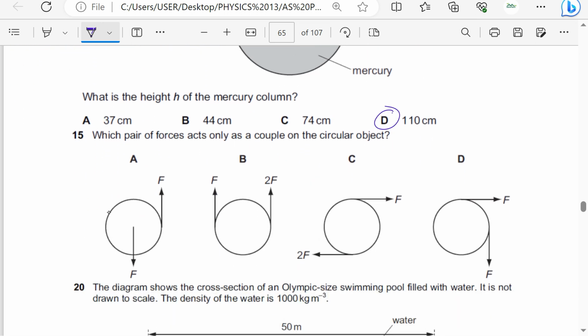Which pair of forces acts only as a couple on the circular object? Remember, for a couple, there should be two parallel forces. They should be equal in magnitude. Their lines of action should never meet. This is not a couple because they are not equal in magnitude. These ones, their lines of action will meet when you prolong them. These ones are acting in the same direction. A couple should act in opposite directions, equal in magnitude, and their lines of action should never meet. So the answer is going to be A. Equal in magnitude, opposite in direction, and their lines of action will never meet. So the answer is A.